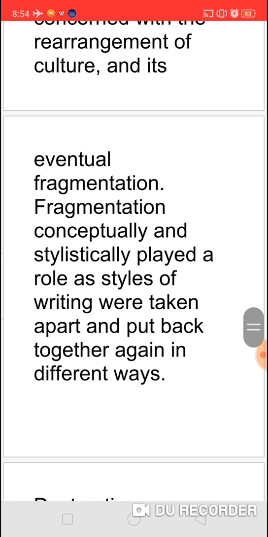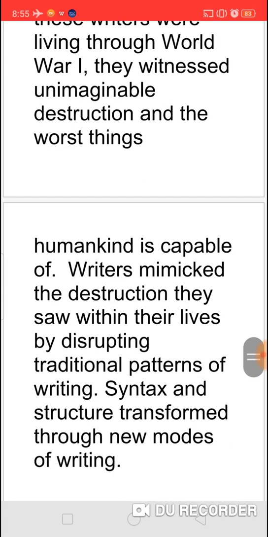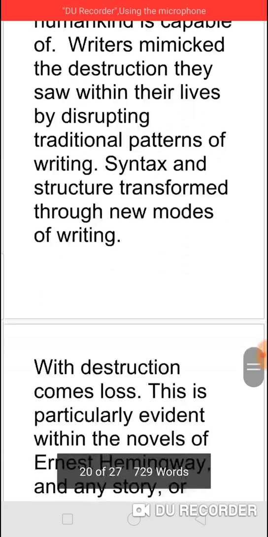Now, fragmentation played an important role as a style of writing, and they put things back together again in different ways. That is, they would break it into small pieces and again rearrange it. And destruction is one of the strongest themes in literary modernism, because these writers all lived through World War I, and they saw the destruction and the worst things which happened to humankind. Writers brought this destruction, what they saw in their lives, into their writing, and they transferred all the syntax and structures through new modes of writing.